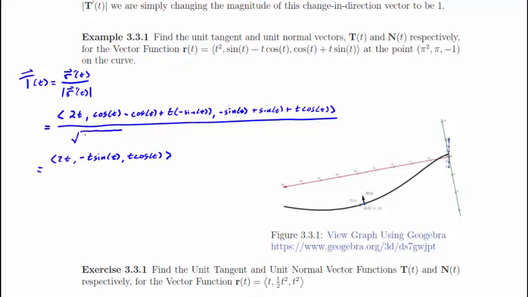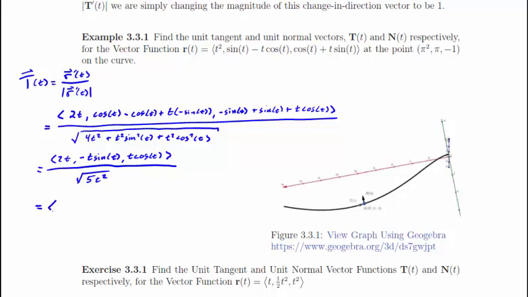So the magnitude is the square root of 4t squared plus t squared sine squared of t plus t squared cosine squared of t. And then here the sine squared plus cosine squared is 1, so factor out the t squared, and it's just 1t squared plus 4t squared, the square root of 5t squared.